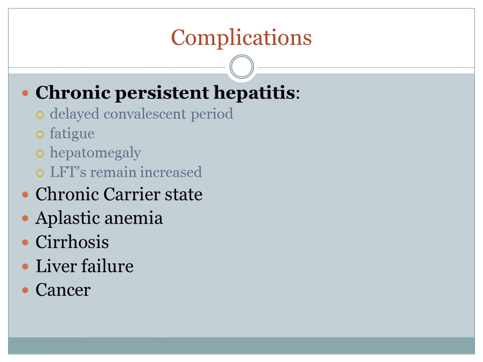Complications of these viral illnesses can be chronic persistent hepatitis. There is a long, prolonged convalescent period, fatigue, hepatomegaly. The LFTs just continue to remain elevated. Chronic carrier state is present when these folks are contagious long term. There are some other possibilities: cirrhosis, liver failure, and cancer.